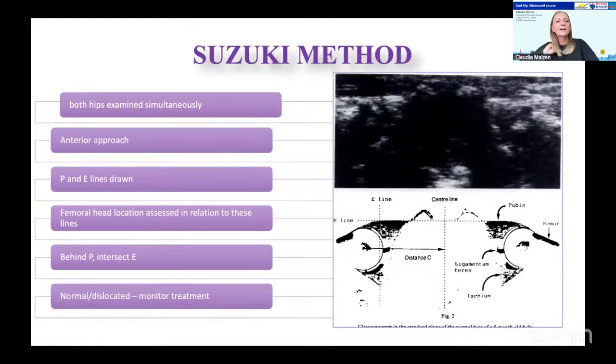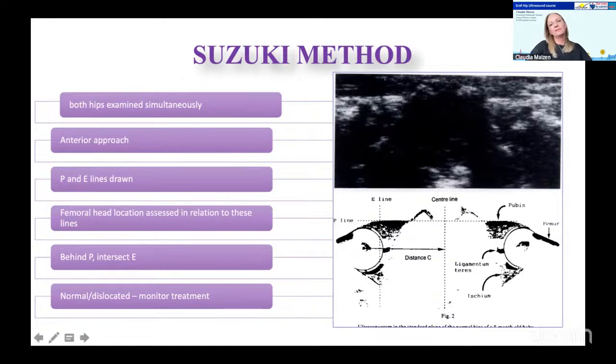Now, in comparison to the graph method, I'm also describing the other methods. I'll start off with the Suzuki method, where both hips are examined simultaneously. So we have an anterior approach. There are lines drawn as well. We have a P line, which outlines the front of the os pubis on both sides. We have an E line, which runs from the lateral part of the os pubis, and the femoral head location is now assessed in relation to these two lines. It should be behind the P line, and it should cross the E line to be called centered or normal.